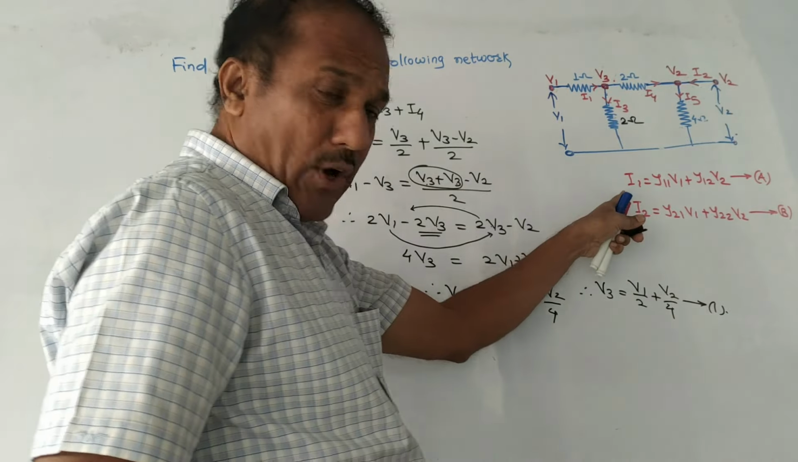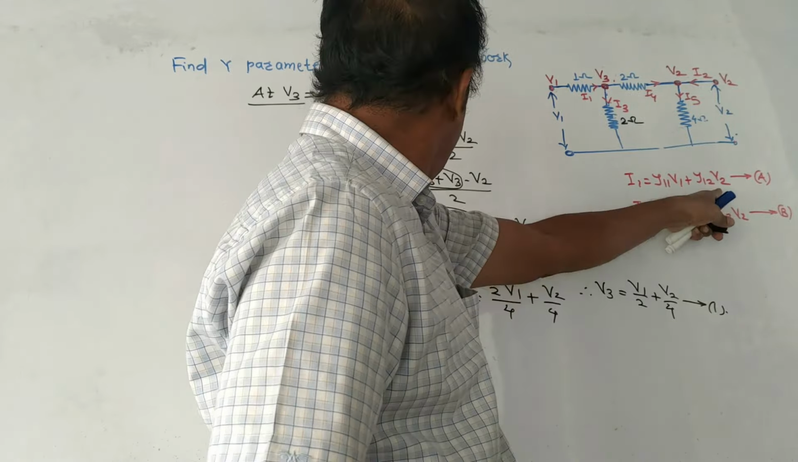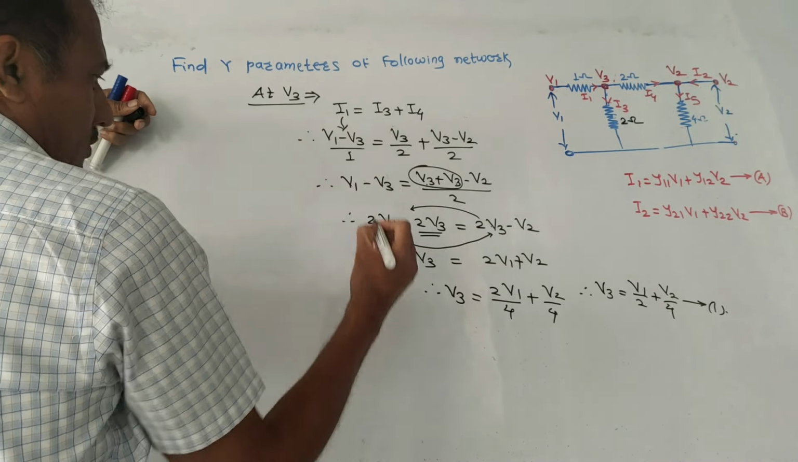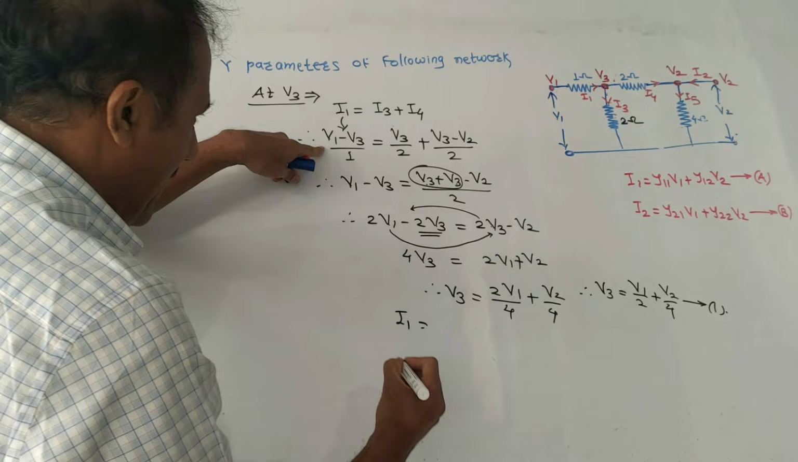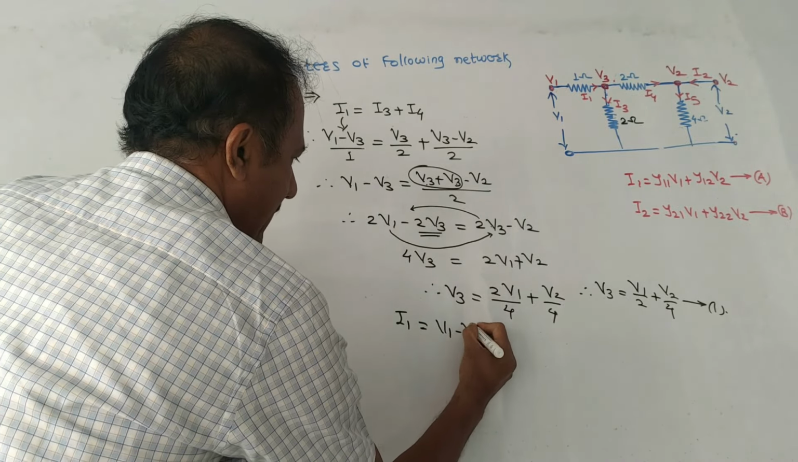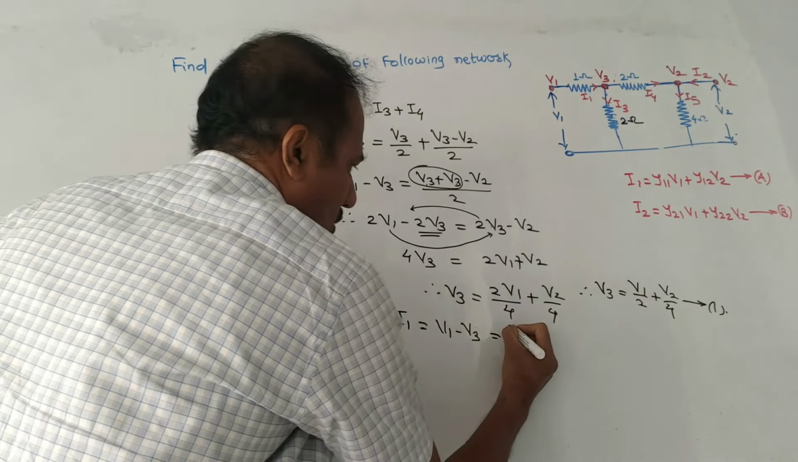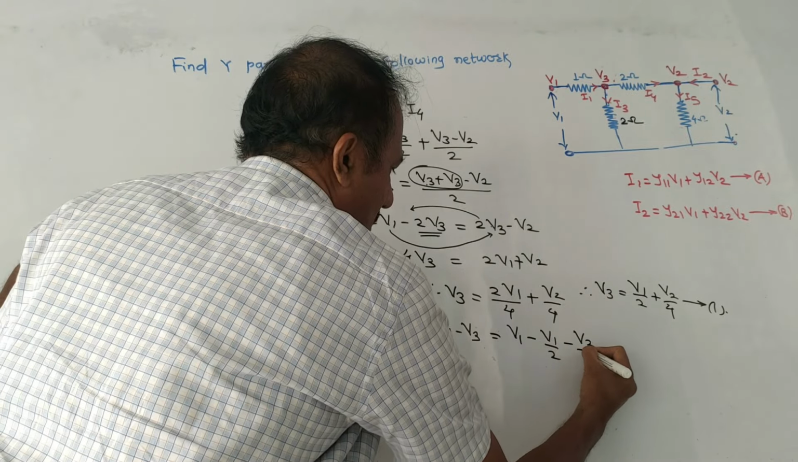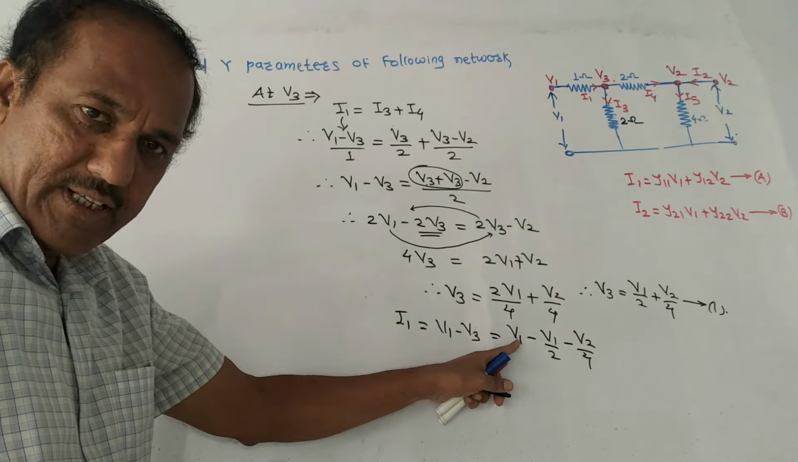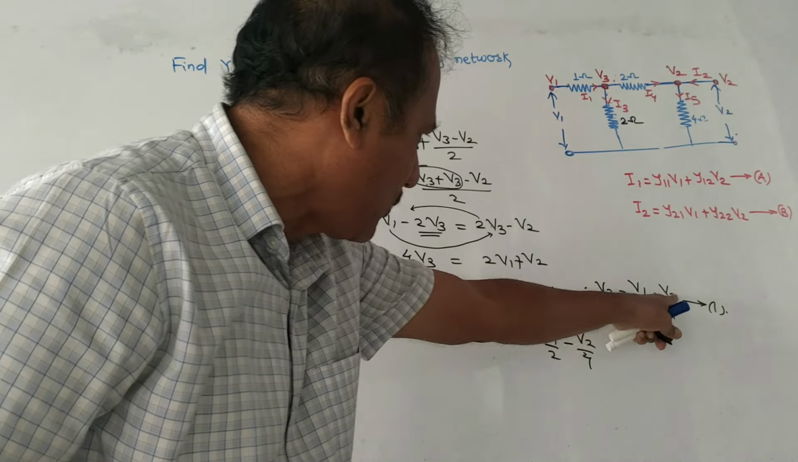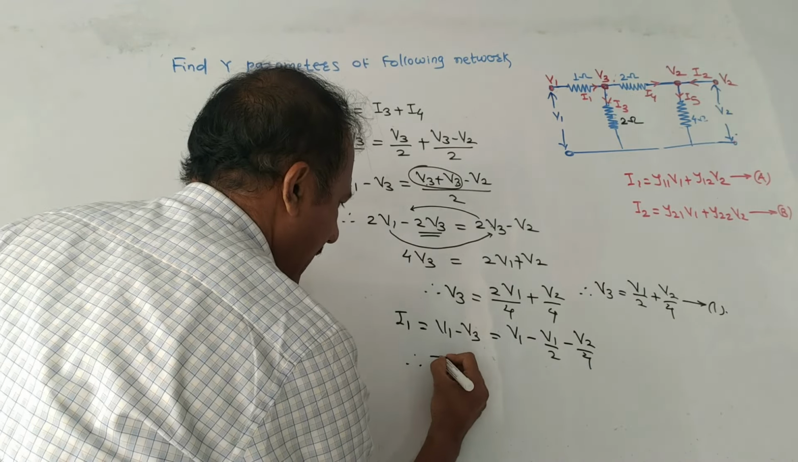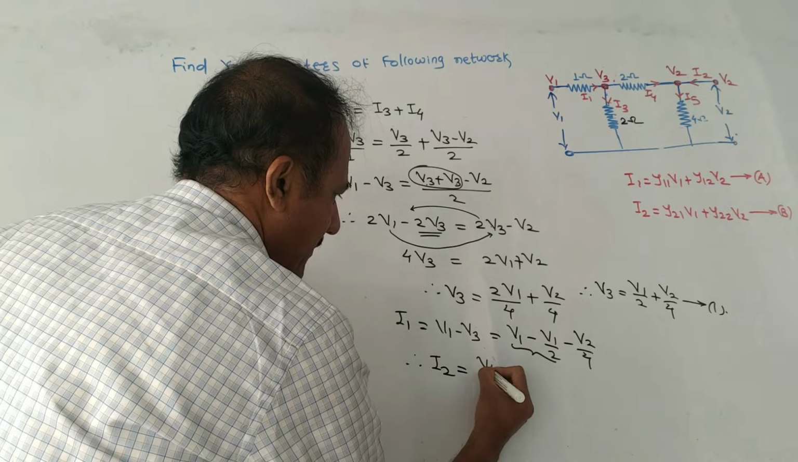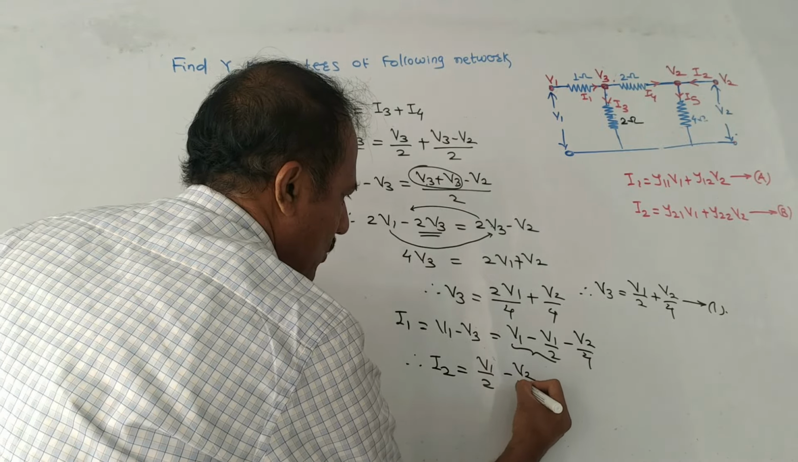Now what is our aim? We have to obtain the equation of I1 that should contain V1 and V2. Look at the equation of I1. This is the equation of I1. So I1 can be written as V1 minus V3. Let us put the value of V3 over here. So it can be written as V1 minus V1 by 2 minus V2 by 4. It is V1 minus V3, so V1 is kept as it is. This becomes minus V1 by 2 minus V2 by 4. Therefore, I1 can be written as this. These two terms can be clubbed together. So it is V1 by 2 minus V2 by 4.